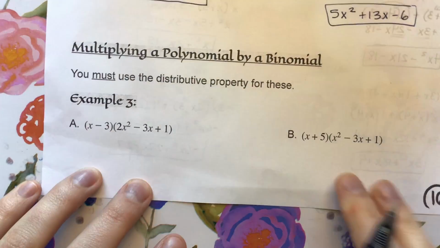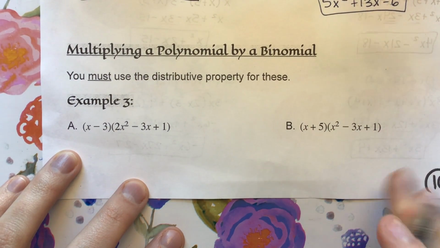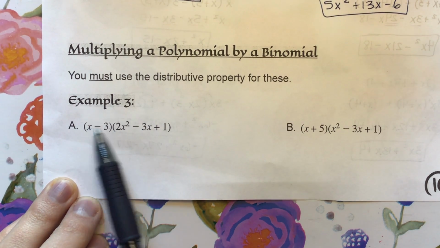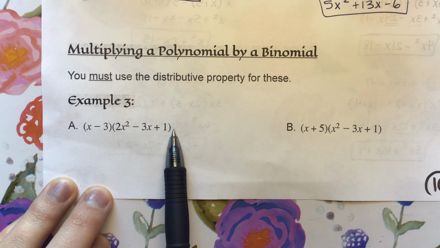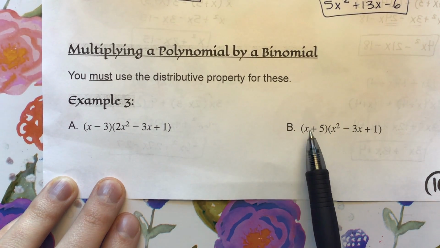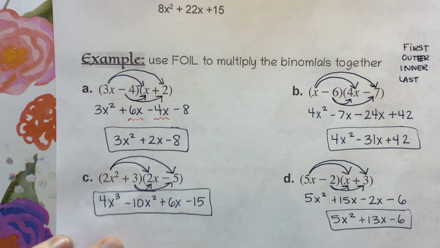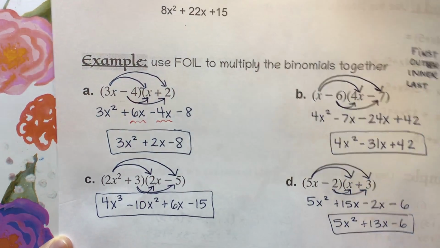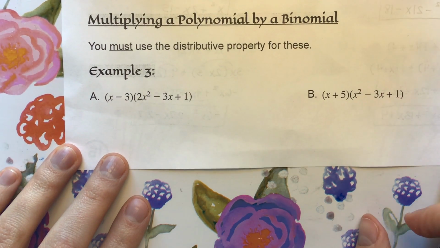Now in this last type of example, it says multiplying a polynomial by a binomial. Notice how in these examples, I have 2 terms in the first set of parentheses and 3 terms in the last set of parentheses. Again, over here, I have 2 terms and then 3 terms. In all of our other examples, I only had 2 terms and then 2 terms. So that's what makes these different. We're going to want to do this by distributive property.